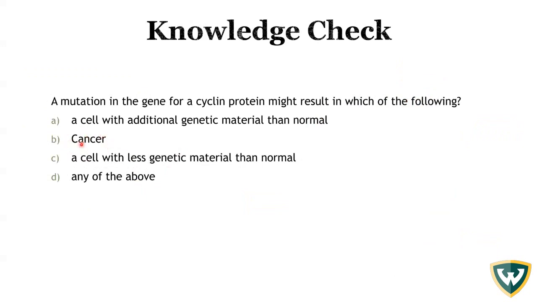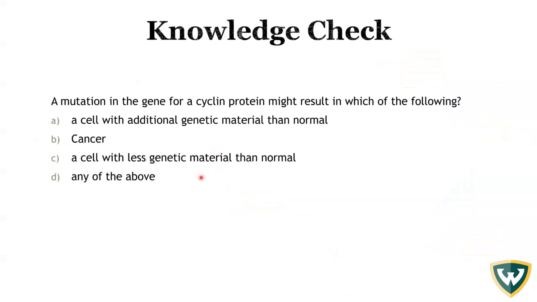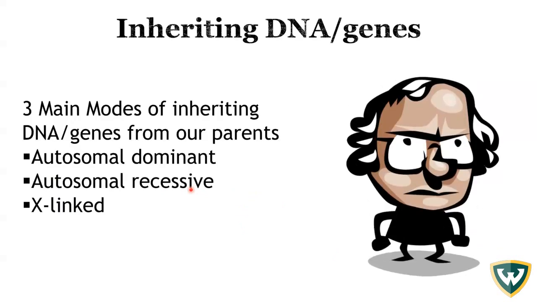That's uncontrolled cell growth, so A and B are very similar. You could have a cell with less genetic material. So for example, at this G1 checkpoint, let's say that cyclin E is involved here. If you have a variant in here that doesn't allow the cyclins to tell the cell cycle that it's okay to go from G1 to S phase, you're going to have a lot less DNA synthesis, and you're likely going to have cell death. So that would be C. So again, the best answer here is any of the above.